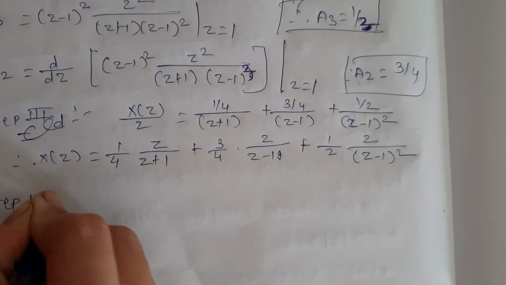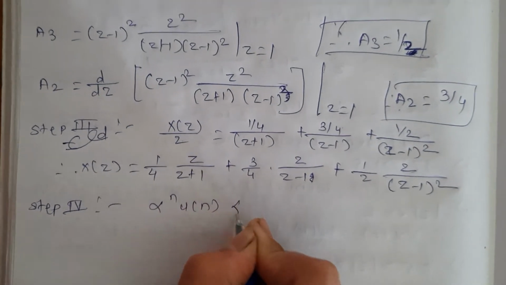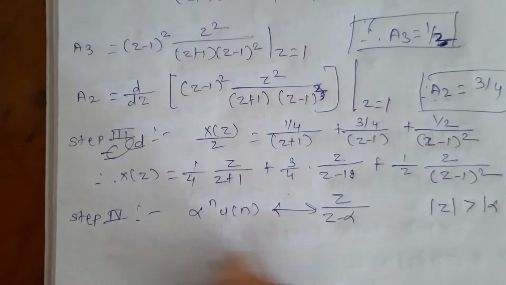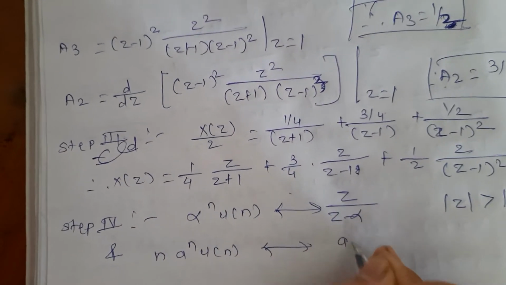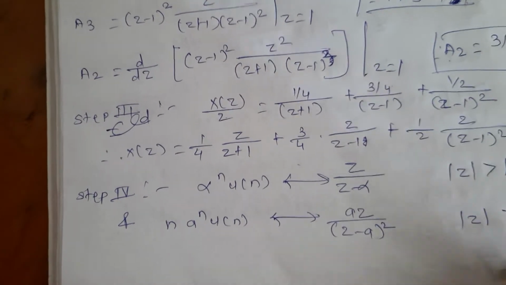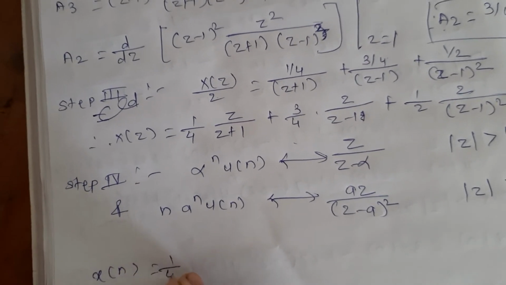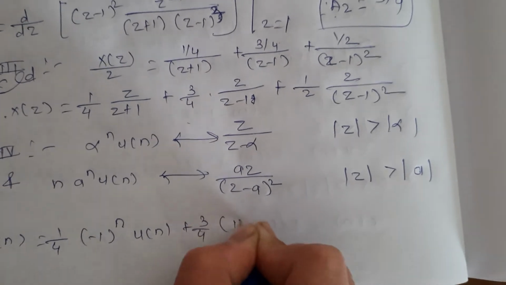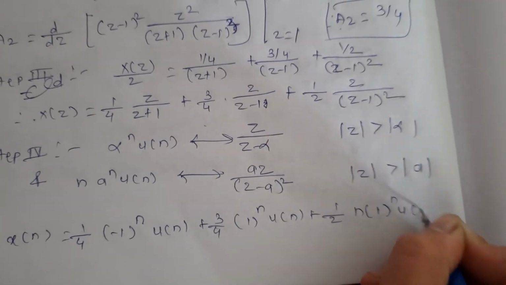Next is step 4. Now we have the standard Z transform pairs: a^n u[n] has Z transform z/(z - a), and n a^n u[n] has Z transform az/(z - a) squared. Thus the inverse Z transform can be written as x[n] equal to (1/4)(-1)^n u[n] plus (3/4) u[n] plus (1/2) n u[n].